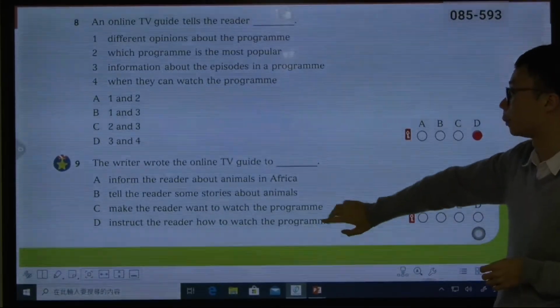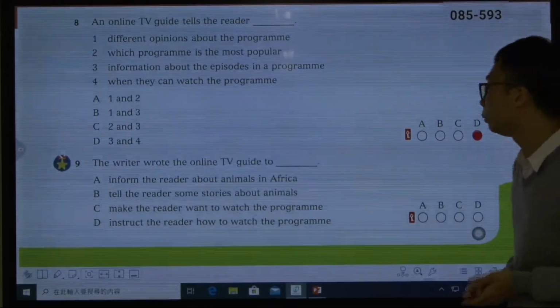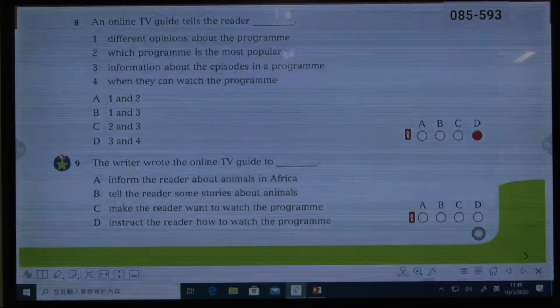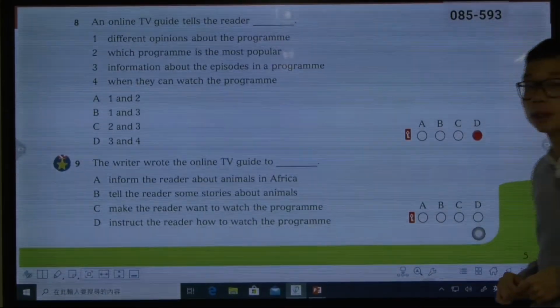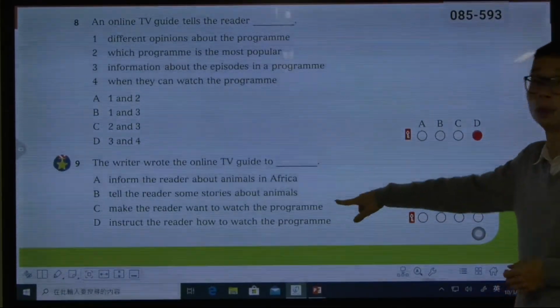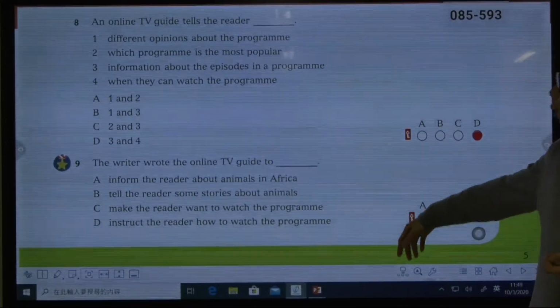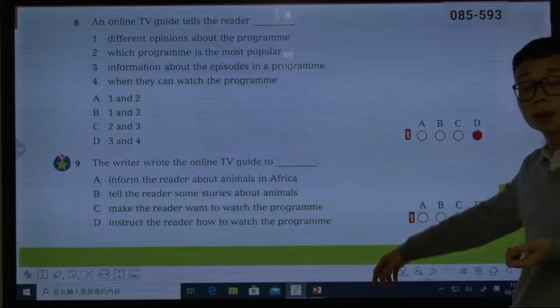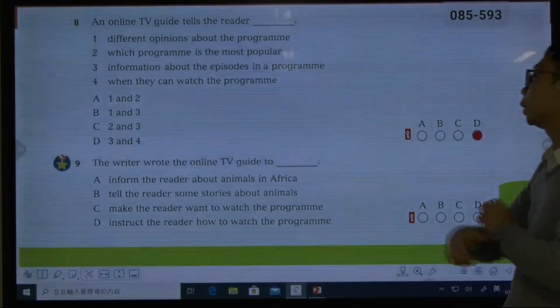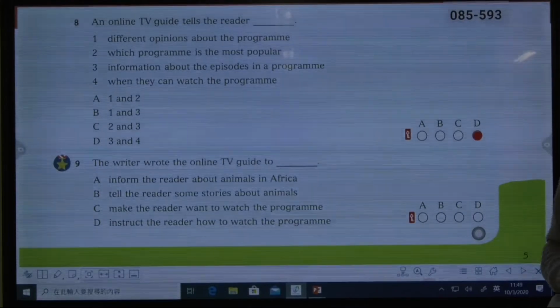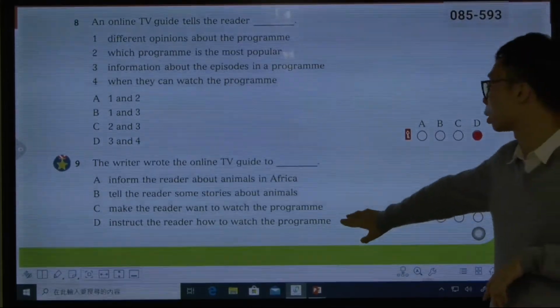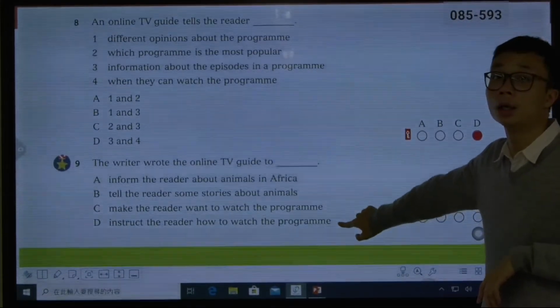Okay, think about it for a moment. Okay, make the reader want to watch the program. After you read about all these interesting things, do you think they want to make you want to watch the program? Well, I don't know about you, but I do. Okay, lastly, instruct the reader how to watch the program. It only comes with a time slot, but it doesn't tell you how to watch.